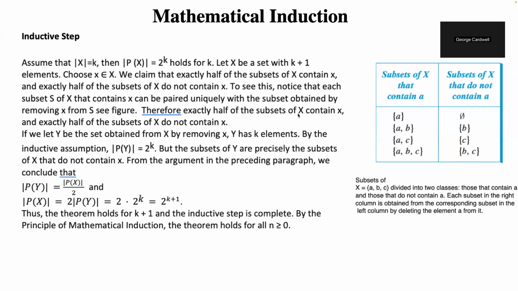Therefore, exactly half of the subsets of X contain x, and exactly half of the subsets of X do not contain x. So what we're going to do is let Y be the set obtained from X by removing x. So Y has k elements. Okay. By the inductive assumption, the cardinality of P(Y) is 2 to the k.